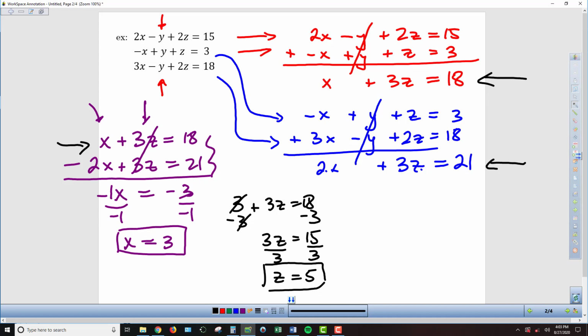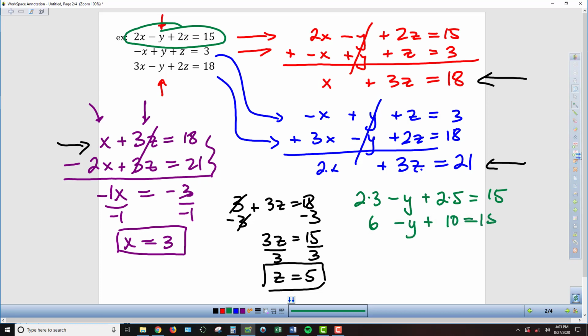And so now I'm ready to go back to one of the original equations, plug in x as 3, plug in z as 5, and then I can solve for y. So if we can pick any one of the three, I'm going to go ahead and pick the top one just out of convenience. So we're going to have 2x, so 2 times 3, minus y, plus 2 times z, so 2 times 5, equals 15. So 2 times 3 is 6, minus y, plus 10 equals 15.